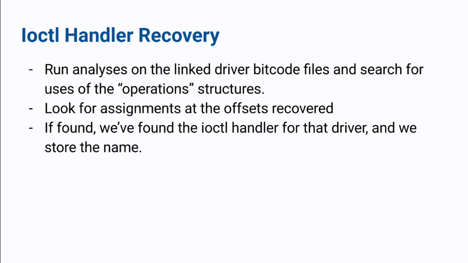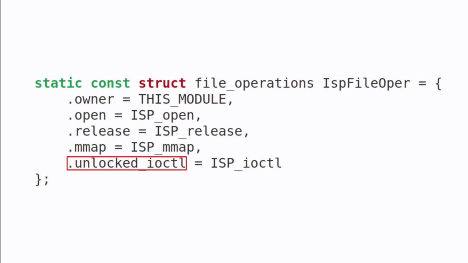An example of that would be like this. Again, this is our ISP file operation structure. Here you see the unlocked ioctl field, and look at that, it's being assigned ISP ioctl. So we see this in the bitcode and we say, great, for this device, for this driver, that's our ioctl handler. We can grab all of them this way.